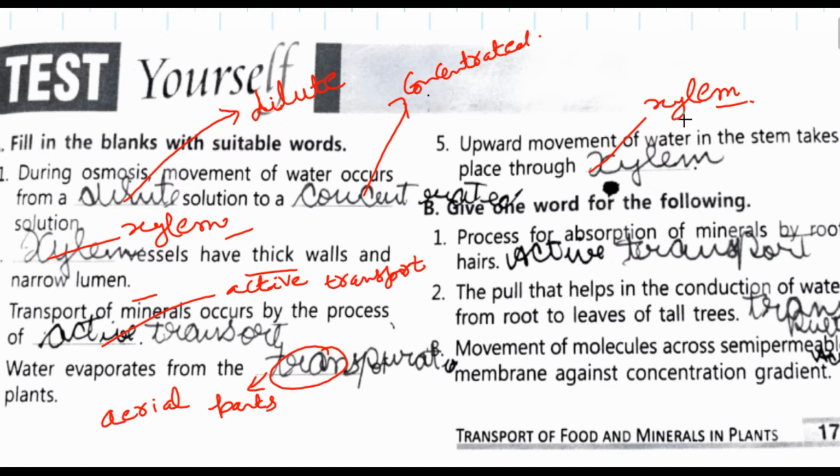Now one word substitution. The process of absorption of minerals by root hairs is called active transport. The pull that helps in the conduction of water from root to leaves of tall trees, the conduction of water to the top of the plant, is called transpiration pull.